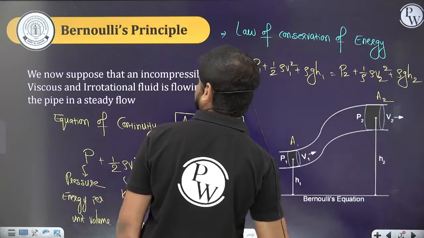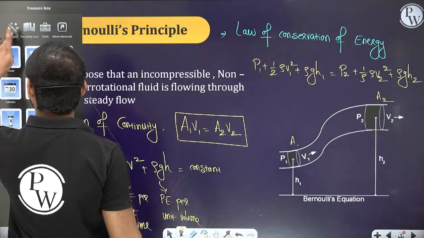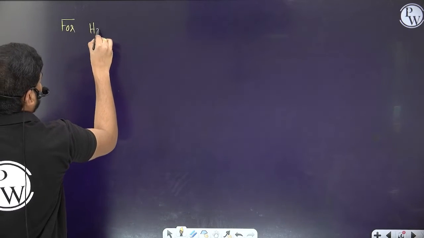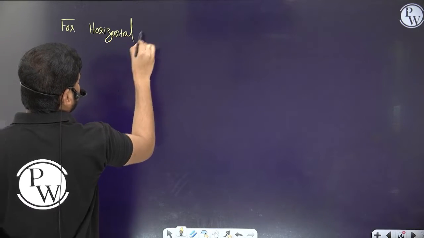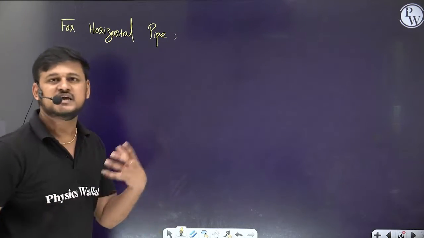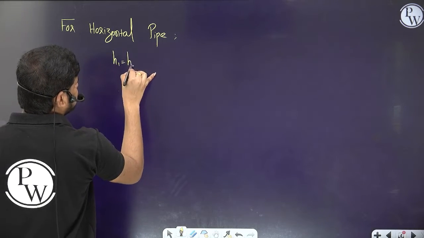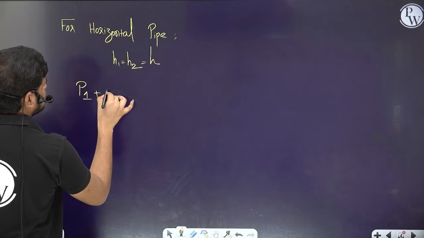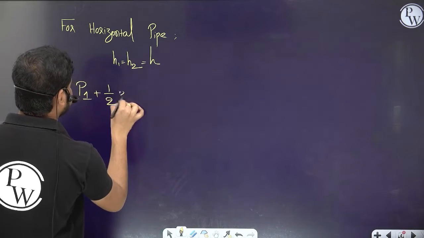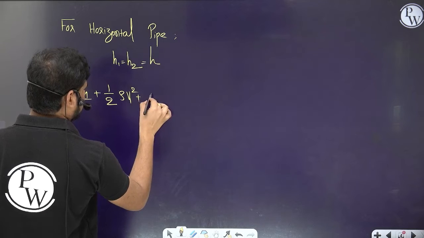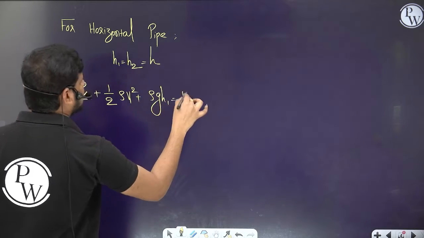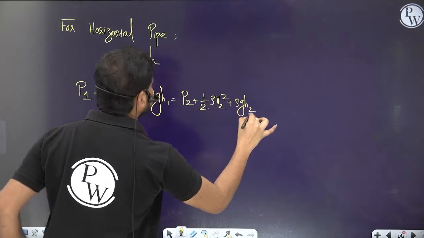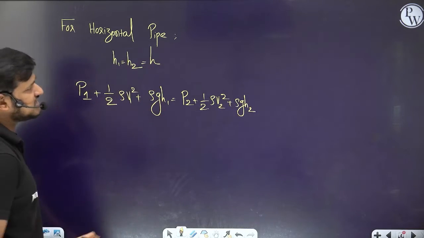Before solving this question, I'll write one more statement. This formula, we can write it for the horizontal pipe. For a horizontal pipe, what's the concept? The potential energy remains the same. H1 will be equal to H2, so H1 is equal to H2 is equal to H, right? Then I can write P1 plus half rho V1 square plus rho G H1 is equal to P2 plus half rho V2 square plus rho G H2. Here H1 is equal to H2 is equal to H, because the pipe is at the same horizontal level.